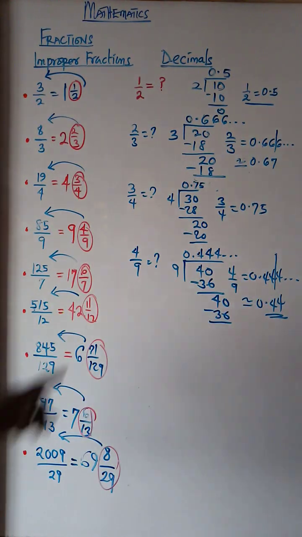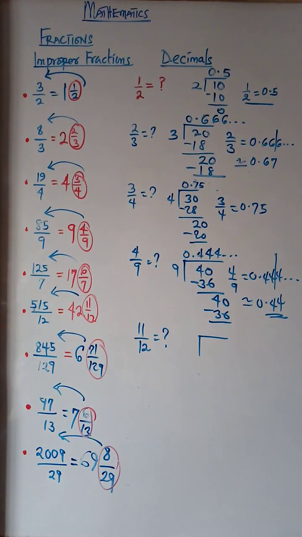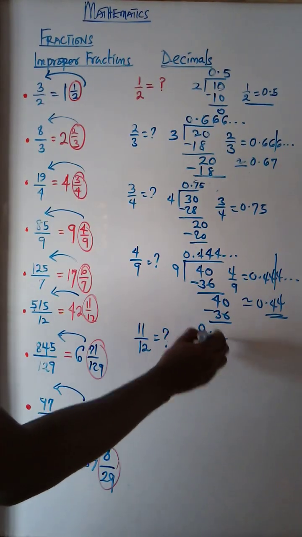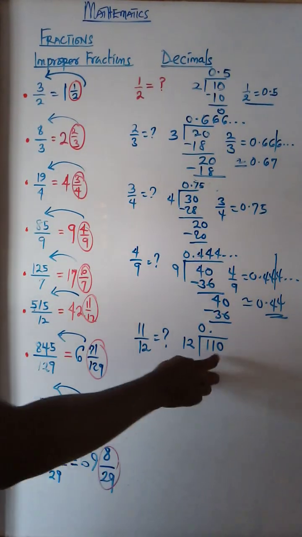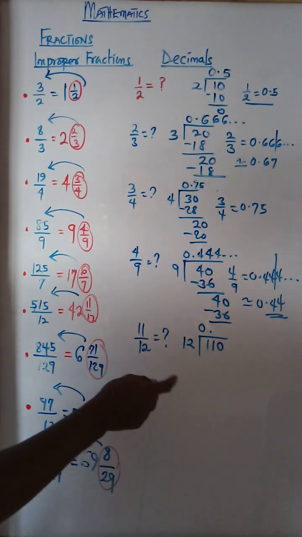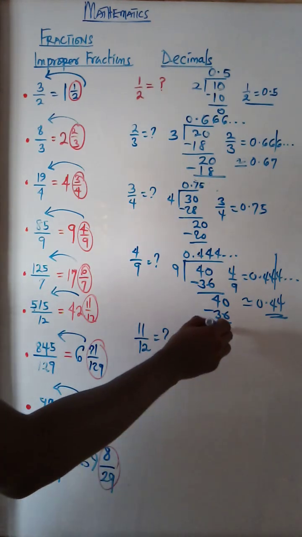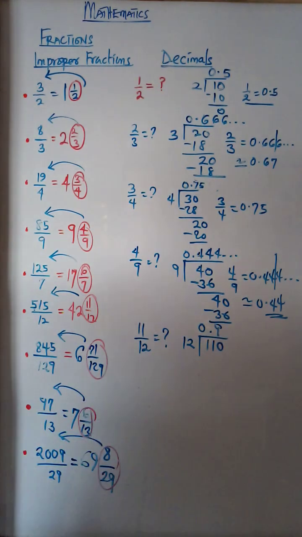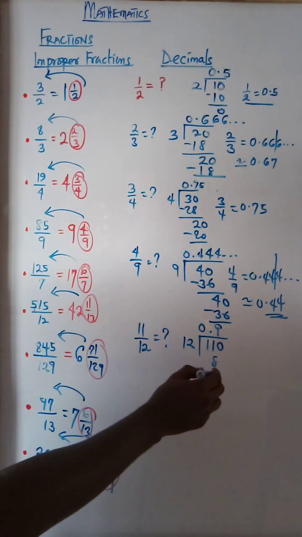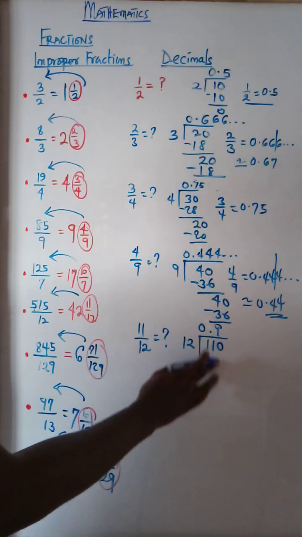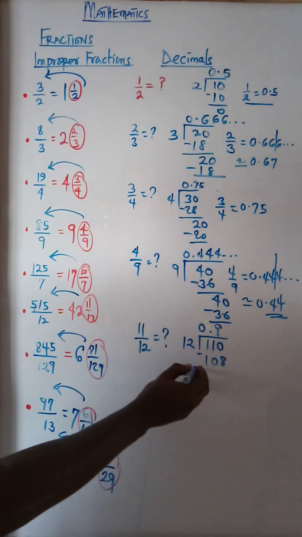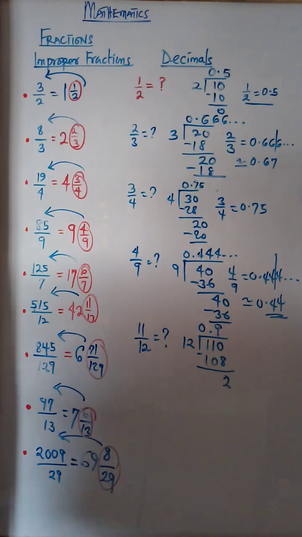Let's do the last one, 11 over 12. Same way, we put 11 inside, 12 outside. 12 in 11, 0. Point, put 0 here. How many 12 can we see in 110? 12 times 10 is 120, which is more than 110. But 9 will be less than 110. So let's do 9 times 12. What will be 9 times 12? 9 times 2 is 18, carry 1. 9 times 1, 9 plus 1, that's 10. That's 108. So 9 times 12 is 108. We subtract again. After subtraction, we get 2. Then you put 0 there.